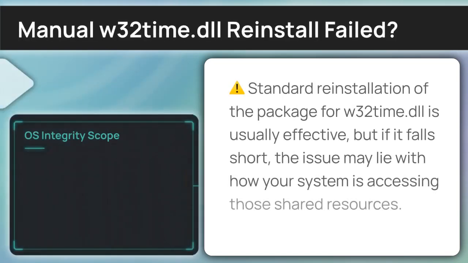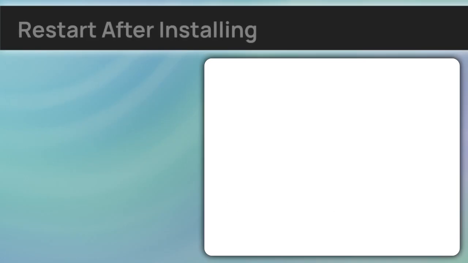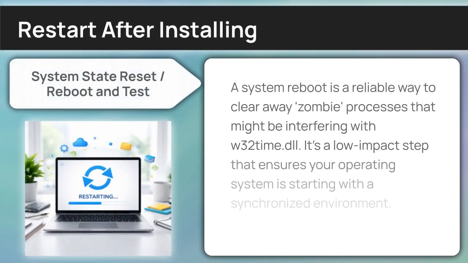If you're still finding yourself stuck after the reinstall, our next priority is to check for any active blocks in the system path. A simple restart can resolve file in use errors that mimic a missing w32time message. It's a low-effort step that ensures your operating system starts with a clean execution stack.